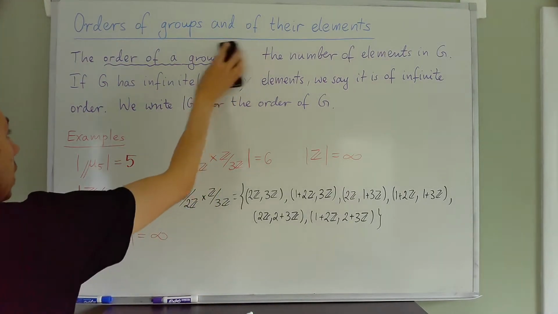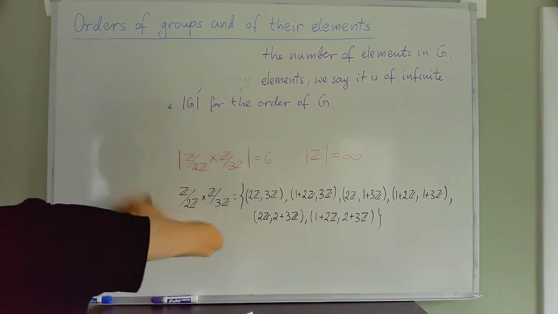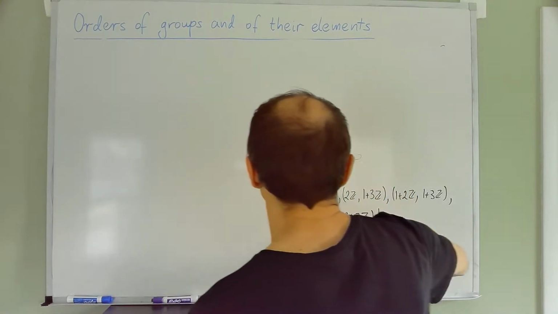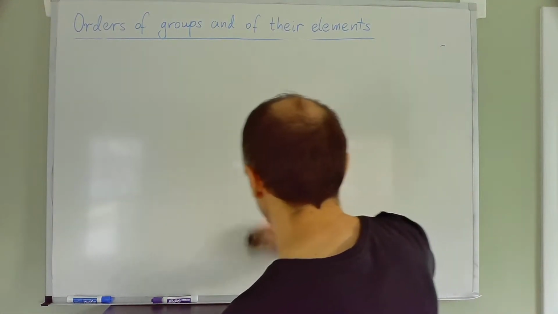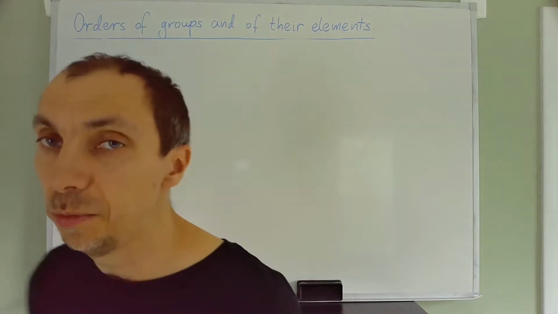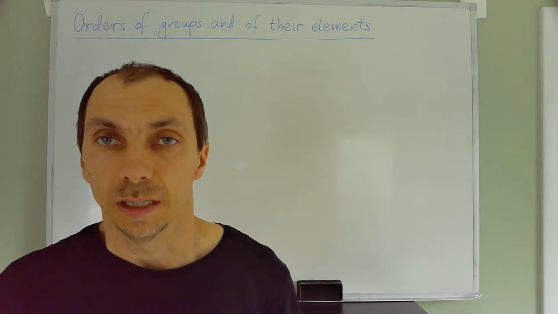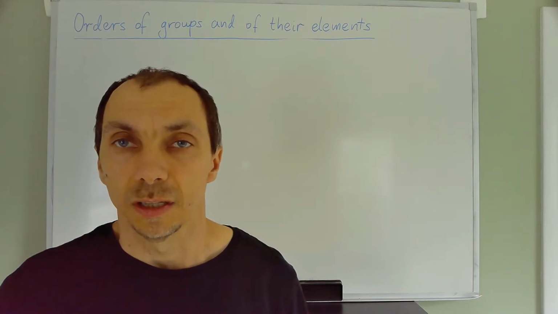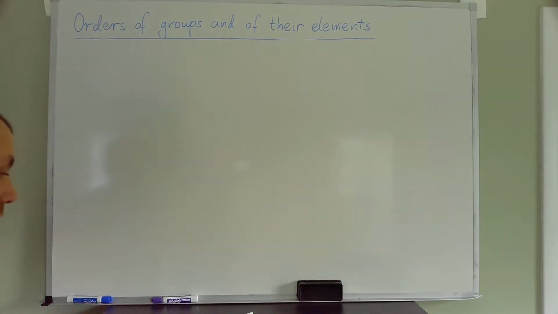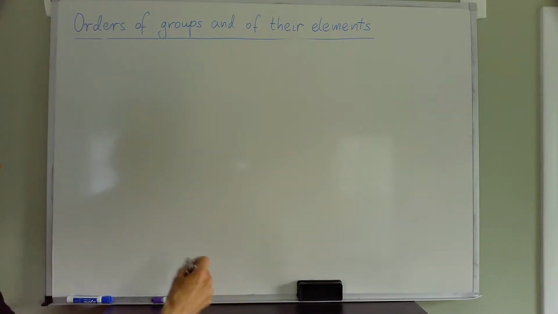However, there is a more refined notion. Namely, I can look at elements in a group and ask about their orders. Now, we have to make a definition of what that means, because of course it's not the same as just saying how many elements does one element have. All right? To make a definition, let me first introduce some notation.